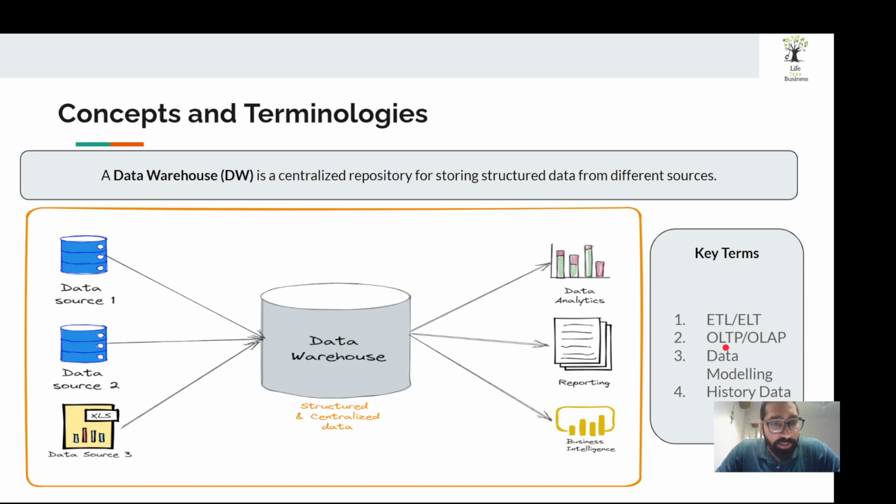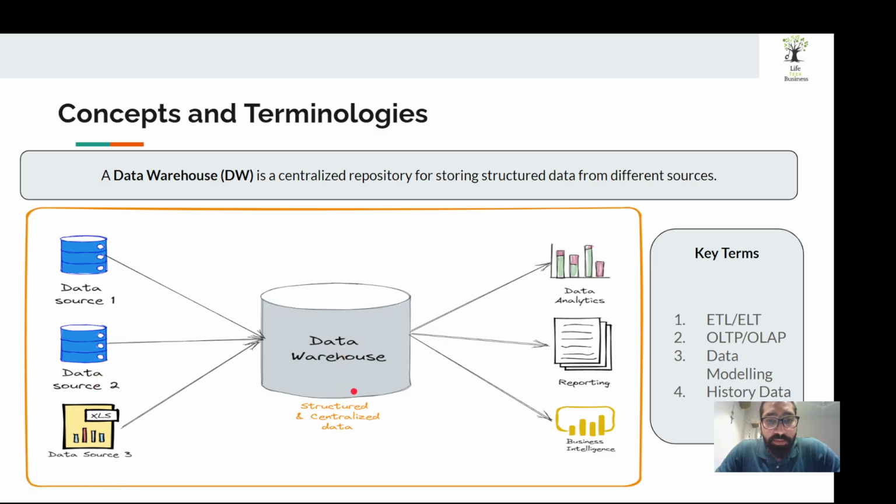Second is OLTP and OLAP. OLTP refers to online transactional processing, handling all the daily transactions. For example, if sales are happening and some database is recording those transactions in real time, for those kinds of systems, databases come into the picture, and those are more prevalent in OLTP systems, like all the Oracles, MySQLs, or SQL Servers of the world. Those are the OLTP systems.